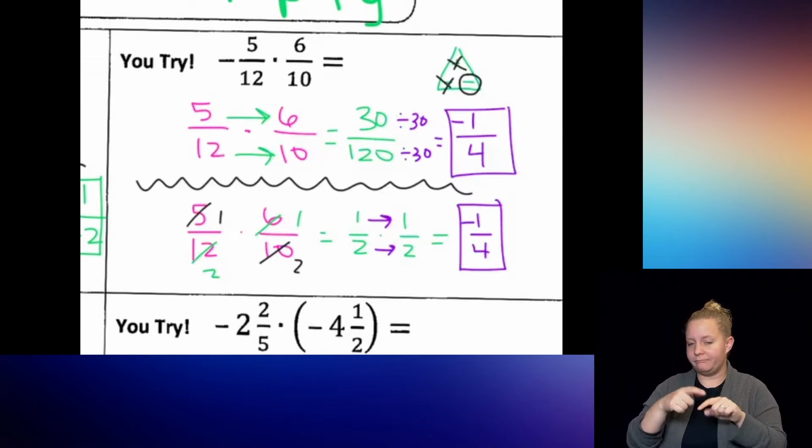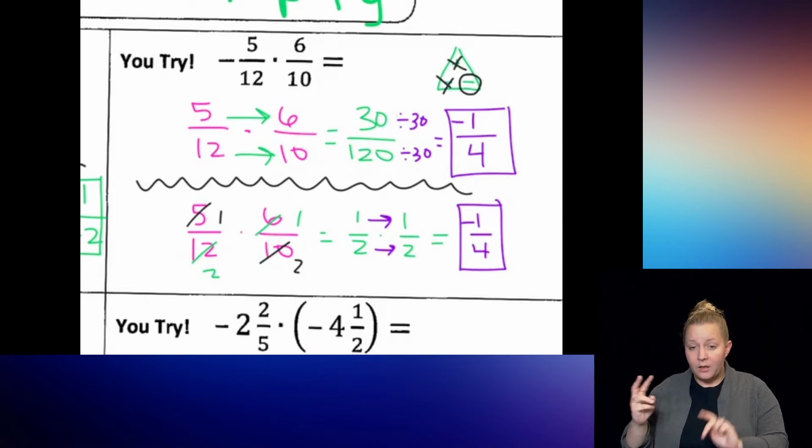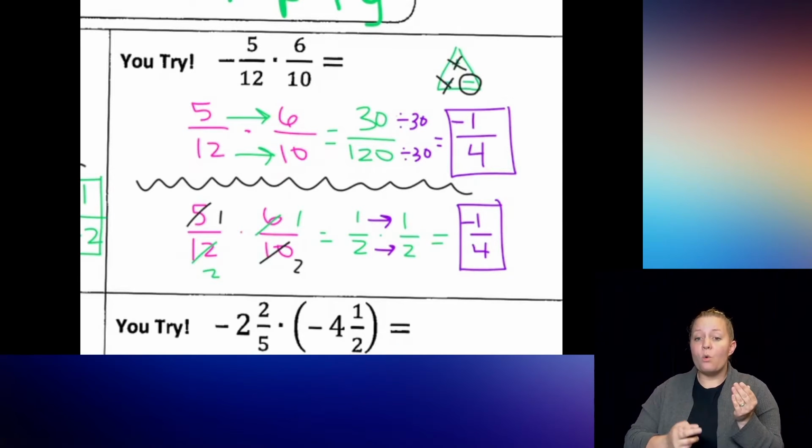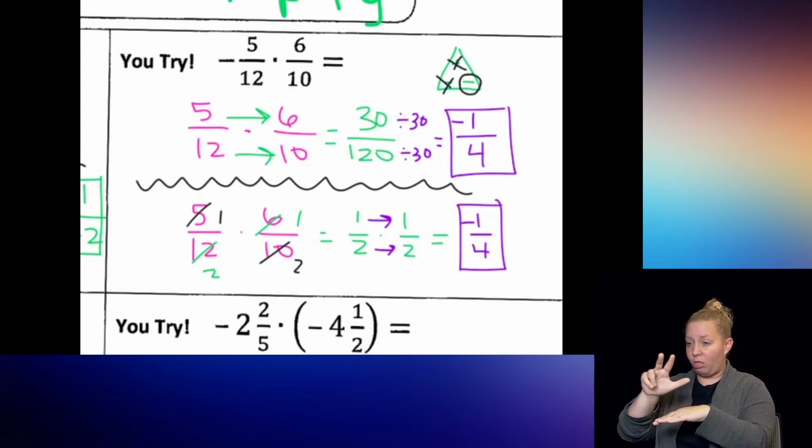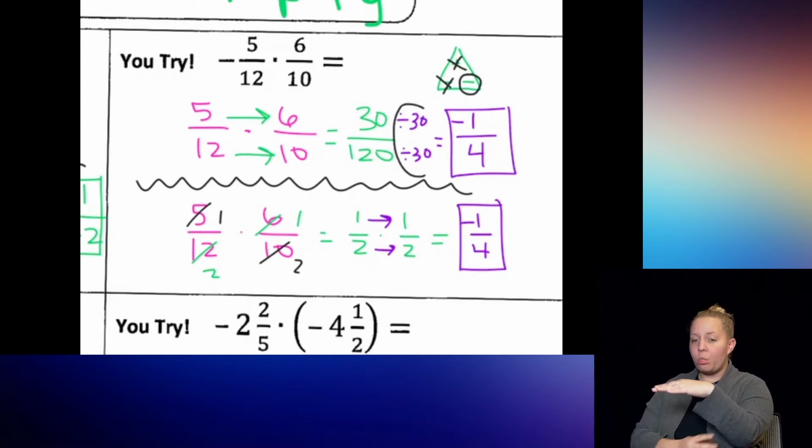Pause. Alrighty, so take a look. I've shown it both ways. Again, I went ahead and did 5/12 times 6/10, multiplied straight across. I got 30 out of 120. And then I knew that 30 went into both 30 and 120, so I divided both the numerator and the denominator by 30.